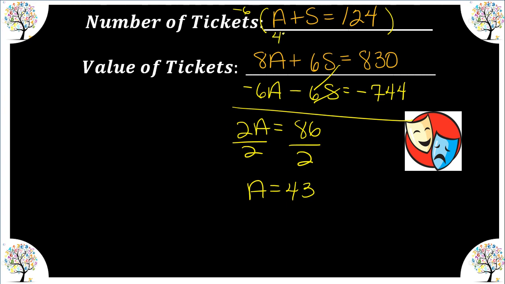So 43 plus S equals 124. So we're simply going to just subtract the 43 from 124, and there were 81 student tickets sold. And I hope this helps.